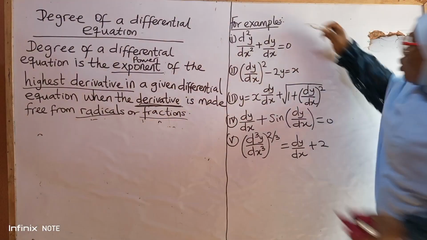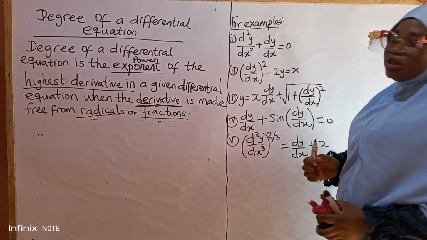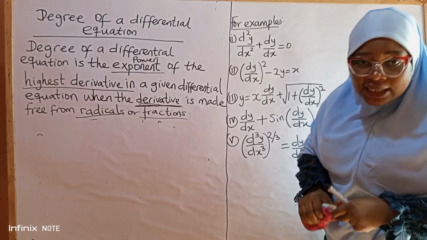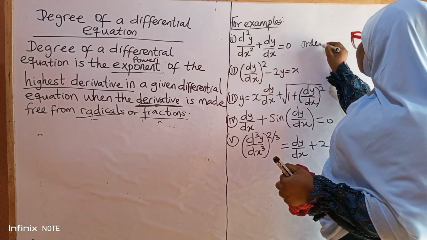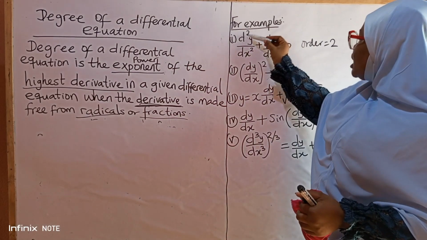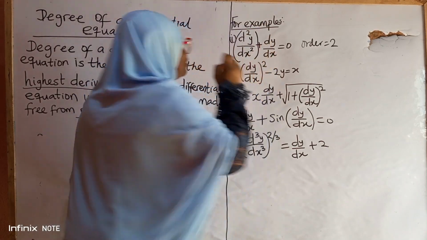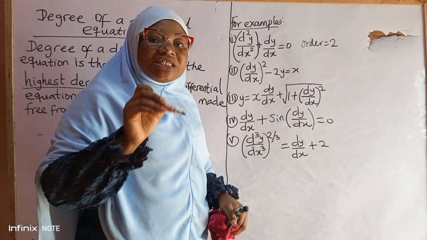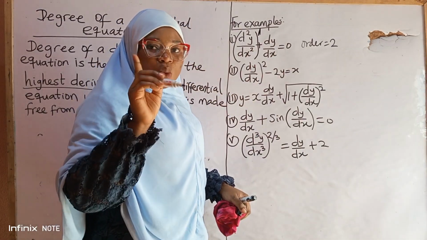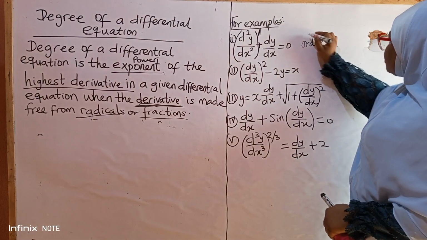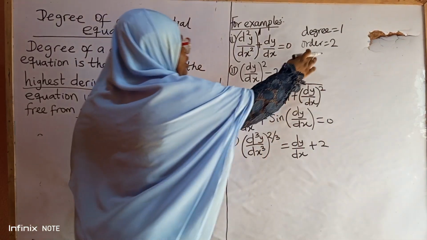For example, number 1, d squared y/dx squared plus dy/dx is equal to 0. The first thing is that you have to determine the order, the highest derivative. Which was the highest here? The order of this one is what? 2. The order is 2, because this is the highest derivative. Okay, now, what is its power? The power of that one that has the highest derivative, that is what you need, its exponent. So the exponent of this one is just 1. So now we can say that the degree is equal to 1. So the order is 2, degree is 1.